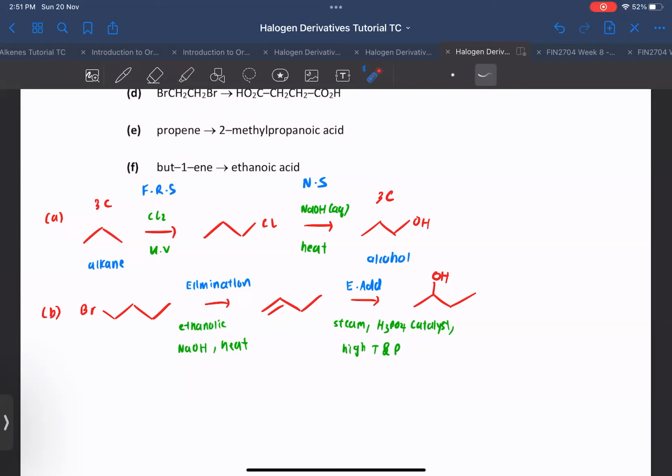But think though, whenever you want to change the position of a Br, from the first position to the second position, you must have elimination somewhere in your pathway.